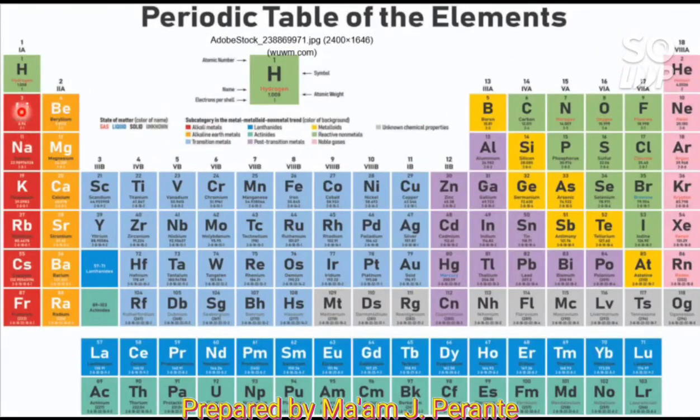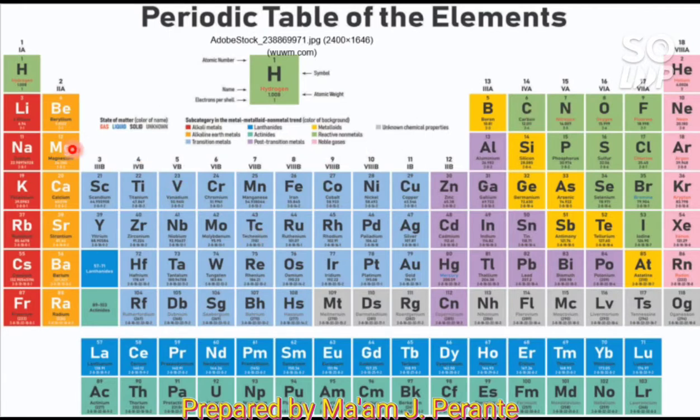For example, we have the element lithium here. If you look at your periodic table, the atomic number of lithium is 3 because it is the third element in the periodic table. So meaning to say, if the atomic number is 3, the electron and protons of lithium are also 3. When it comes to nitrogen, the atomic number of nitrogen in the periodic table is 7. So it only means that the electrons and protons number of nitrogen are also 7.